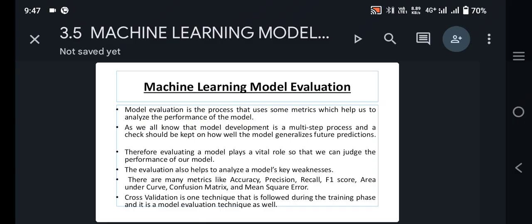The evaluation helps to analyze the model's key weaknesses. There are many evaluation parameters out there. Examples are accuracy, precision, recall, F1 score, area under curve, confusion matrix, and mean square error. Cross-validation is one technique that is followed during the training phase and it is a model evaluation technique as well.